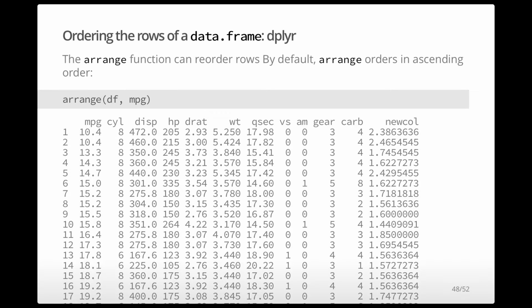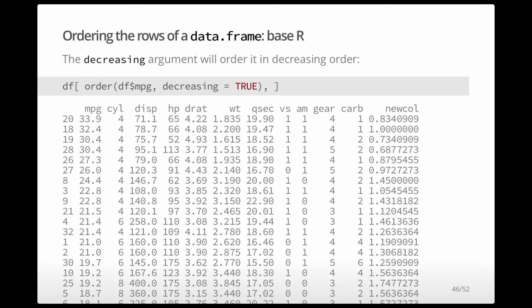This is the way I think makes the most sense. Arrange the data set by this column. So arrange is the dplyr function. Again, we've talked about filtering rows, selecting columns, mutating. Now we're talking about arranging. Also, we talked about rename. So this does the exact same thing. Look at miles per gallon. It is there. It's in order.